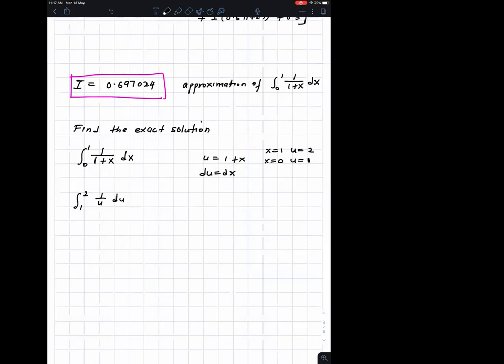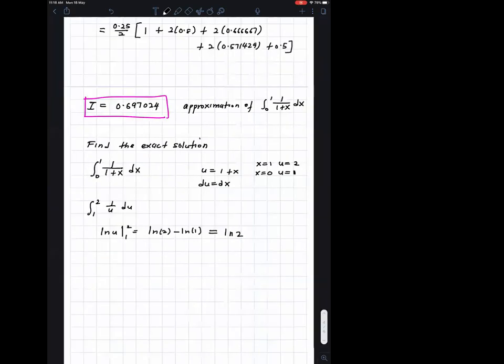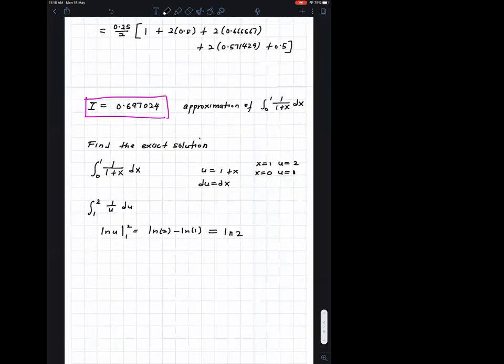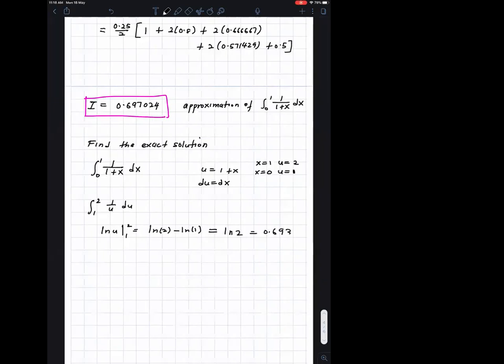So that's going to give you ln u from 1 to 2. The ln u is ln 2 minus ln 1. ln 1 is 0, so it's going to be simply ln 2, which is around 0.69317. It is continuously going on. There are very long decimal places.